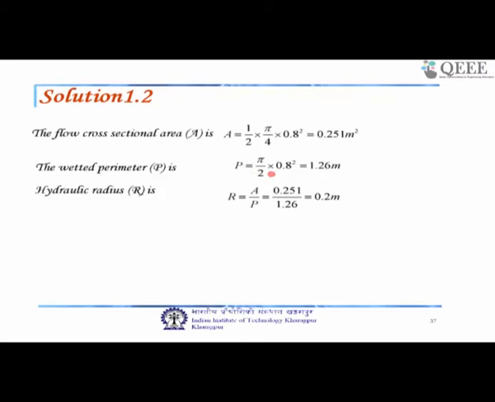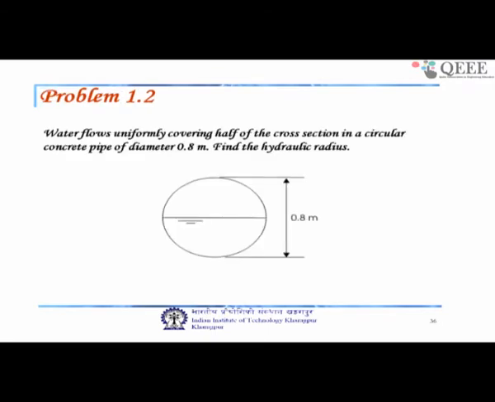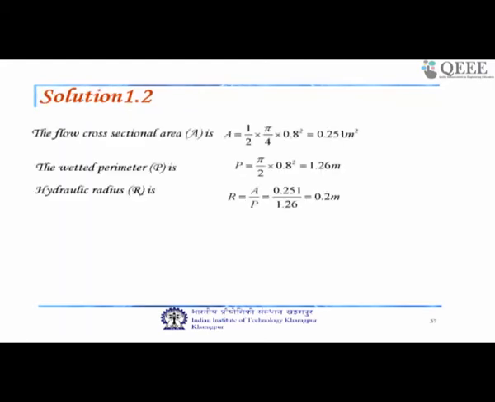Wetted perimeter, that is half of 2 pi r. The half will be there, and this is the hydraulic radius, that will be area by perimeter, that is 0.2.